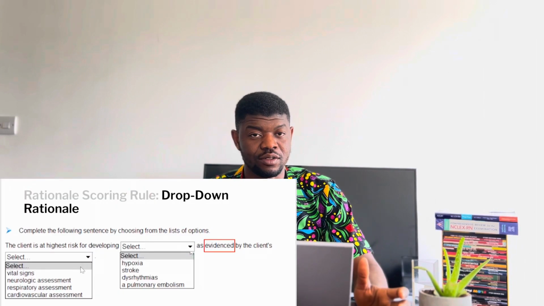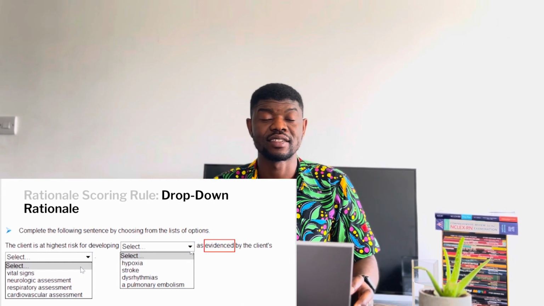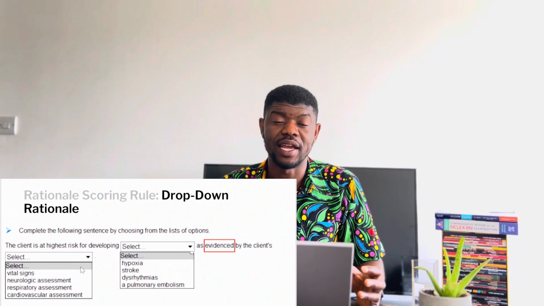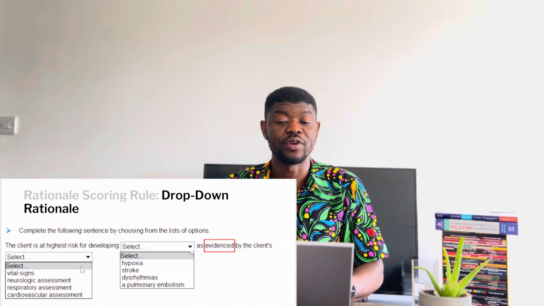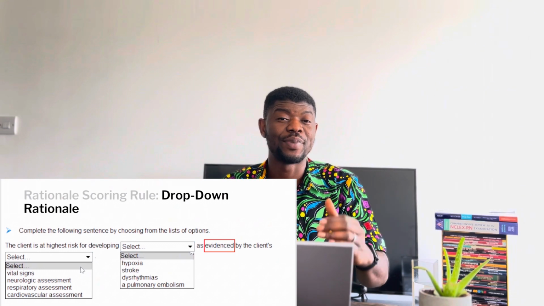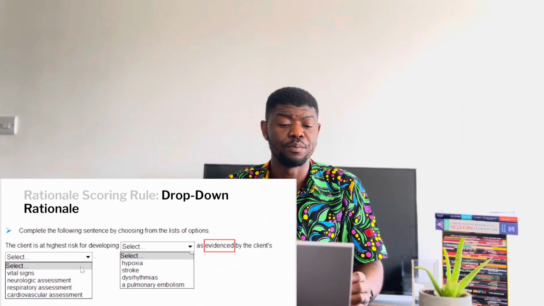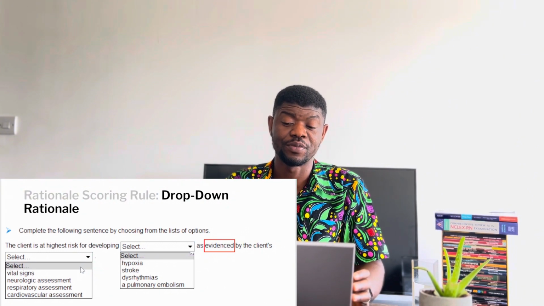So we've got the drop down rationale types of questions. Usually it is an incomplete sentence, and then you just click on the drop down menu or button, and then you select the correct answer. With this, it's usually one answer per space given or per drop down box, and you can sometimes have at least 4 or 5 different options to choose from in this kind of question. But you should know that it is always based on a rationale.